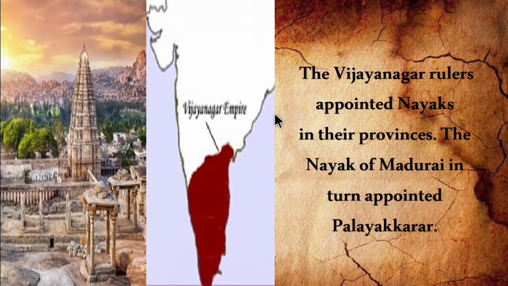The Vijayanagar rulers appointed Nayaks in the provinces. The Vijayanagar kingdom is one of the most powerful kingdoms in South India. The rulers of this kingdom appointed Nayaks for their provinces, a ruler for each province. The Nayak of Madurai in turn appointed Palayakarar to look after the place.